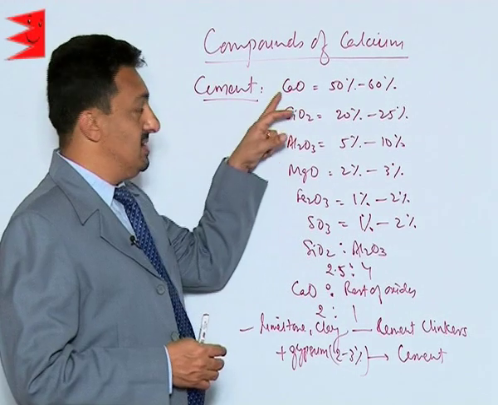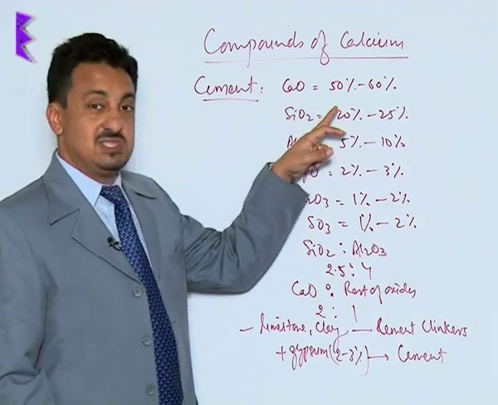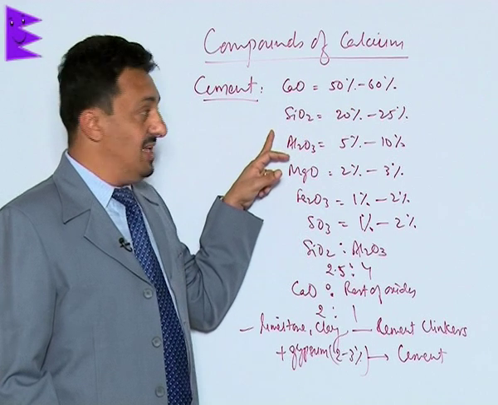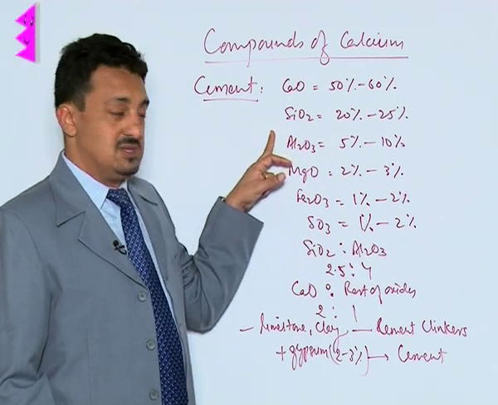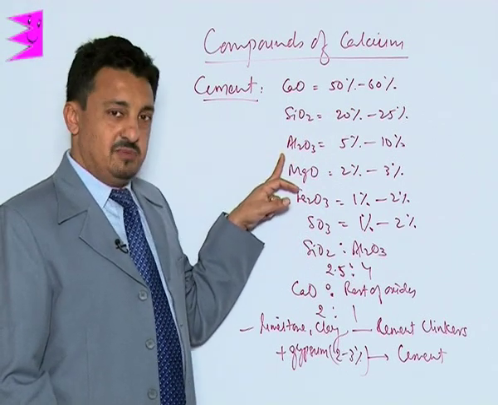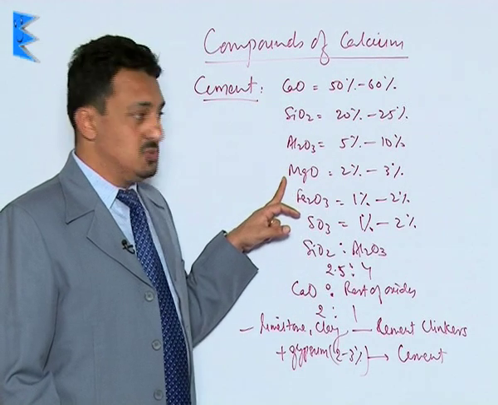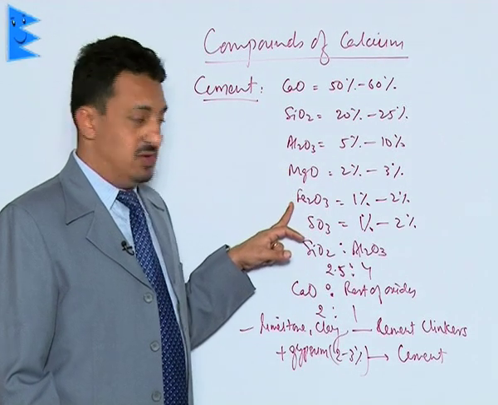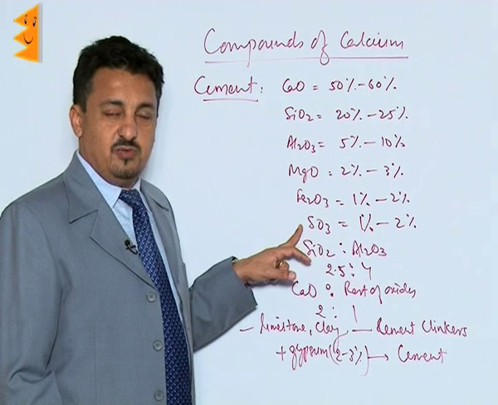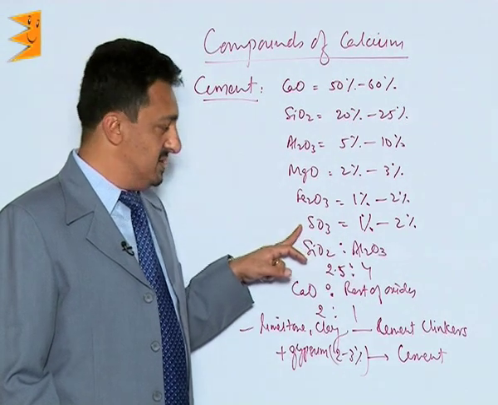Here, the calcium oxide is usually 50 to 60%. It contains silica, SiO2, 20 to 25%, aluminium oxide 5 to 10%, magnesium oxide 2 to 3%, iron oxide 1 to 2%, and a small amount of sulfur trioxide, 1 to 2%.